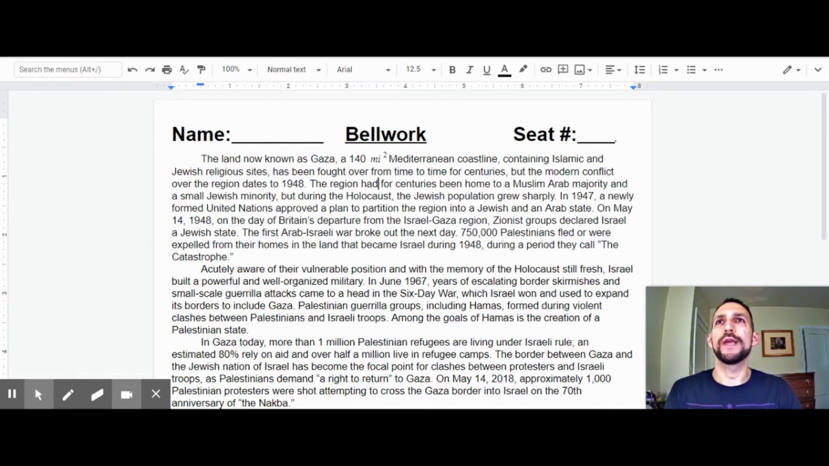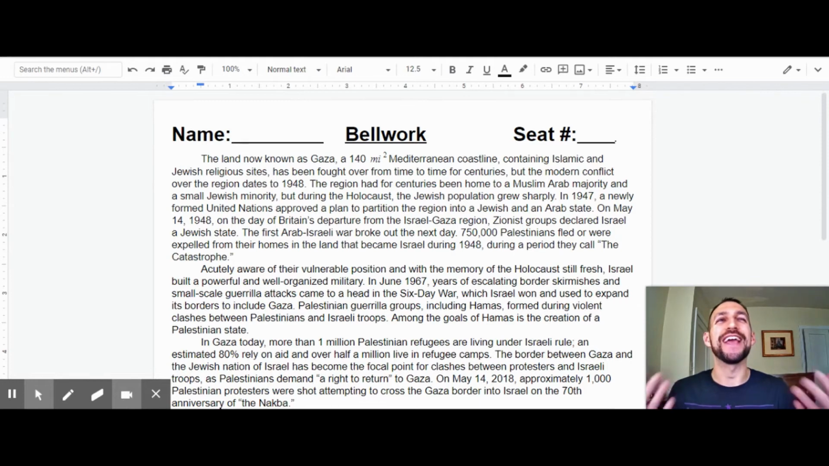On May 14th, 1948, Britain departed from the Israel-Gaza region. Israel a Jewish state. Okay, well, that's true, but it doesn't bring in anything about the refugees of the Palestinians. Finally, the first Arab-Israeli war broke out the next day. 750,000 Palestinians fled or were expelled from their homes, and the land became Israel during 1948, during a period they call the catastrophe.